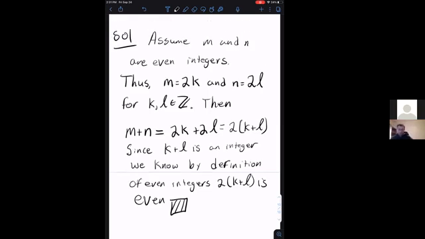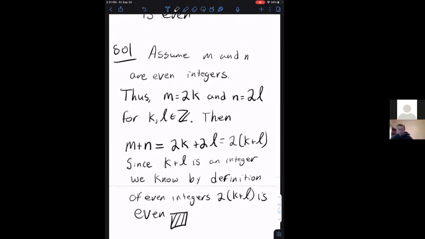So look, I made my assumptions. I then wrote down the definition of my assumptions, and then I just started on my conclusion. I took the sum, and then I did some substitution, and then I pulled out a 2, and then we're done.